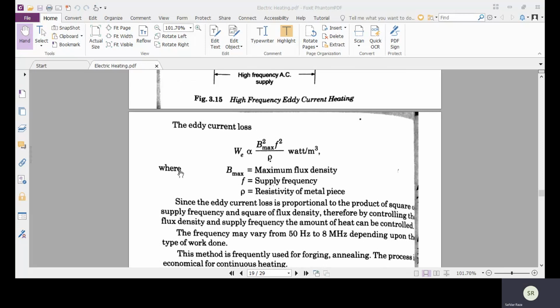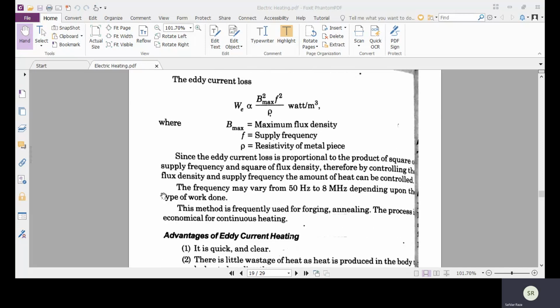Since the eddy current loss is proportional to the product of the square of the supply frequency and the square of the flux density, as shown in the equation, by controlling these two factors, that is the magnetic flux density and the supply frequency, we can change the amount of heat at which the metal, the material to be heated, is heated.